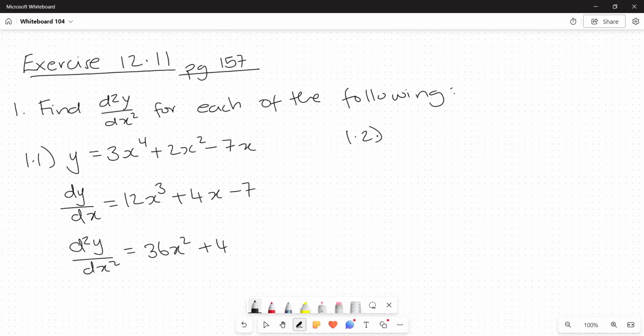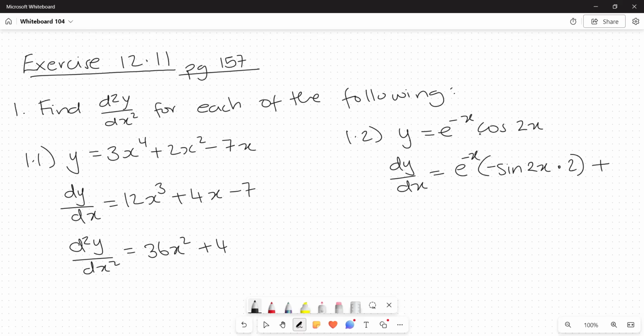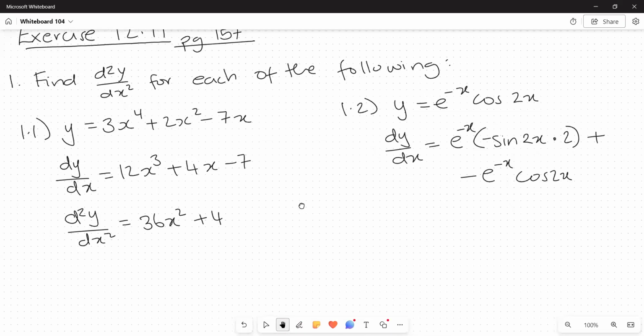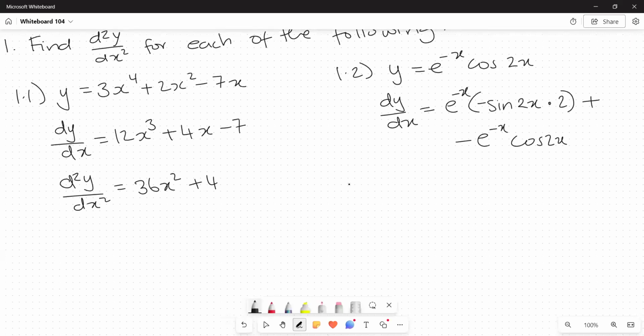And 1.2, y is equal to e to the power minus x cos 2x. dy dx, this is using product rule, e to the power minus x. The derivative of cos is minus sine 2x. The derivative of 2x is 2. And then we add the derivative of e to the power minus x, which is minus e to the power minus x cos 2x. Okay, so we can simplify it before we differentiate again.